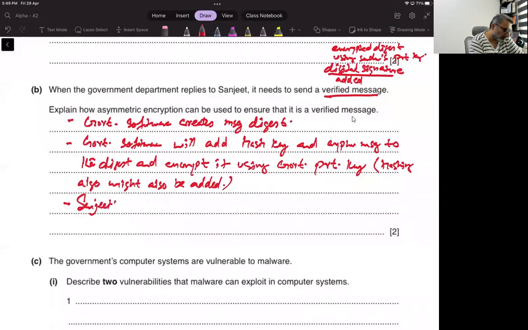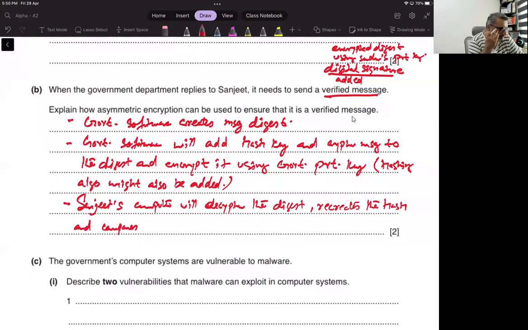Sanjeev's computer will decipher the digest, recreate the hash, and compare it with the received hash to verify.